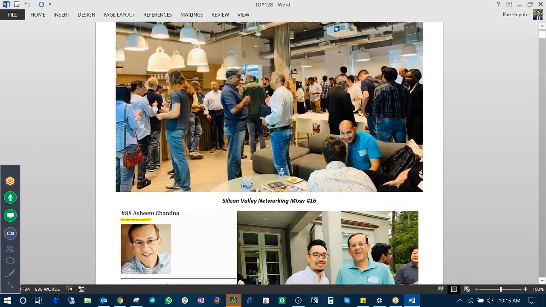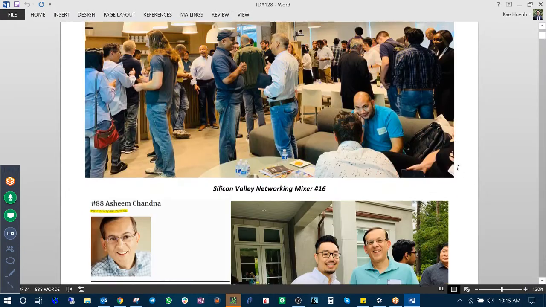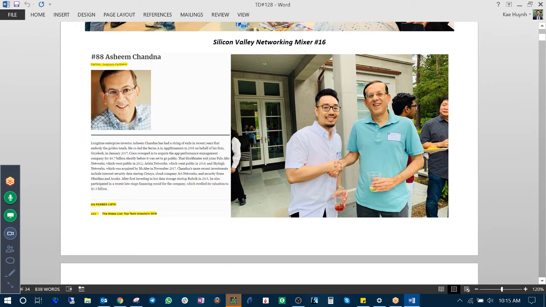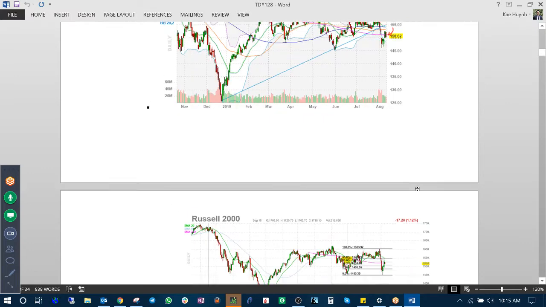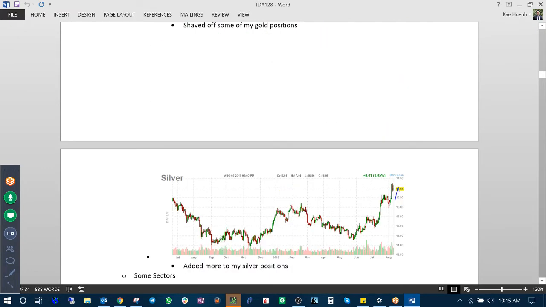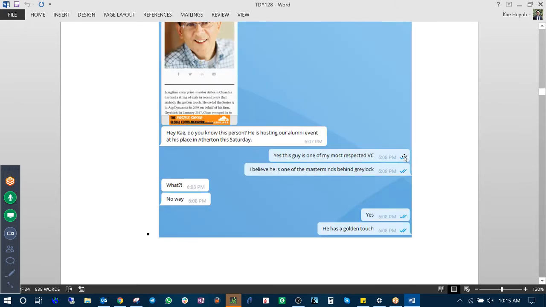The highlight for me of this weekend was actually not the mixer, right? Because that was mixer number 16. This was actually the highlight right here. So again, thanks to Bonnie over here, sitting in the second row. She's an alumni from Case Western Reserve University, and so was Ashim Chandna. I keep saying Chandra, but it's Chandna. So she messaged me on Friday saying, hey, this person's throwing an event at his house in Atherton, and do you know this guy? And I texted back, and I'm like, you kidding me? I stalked this guy for the last several years. Well, I mean, that was my thinking. I didn't say that to her, but I took a snapshot.